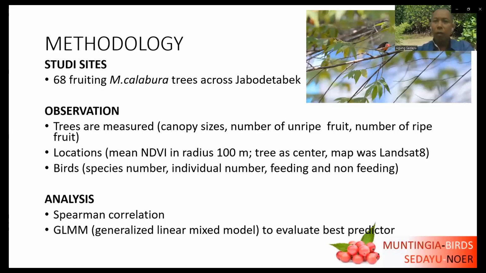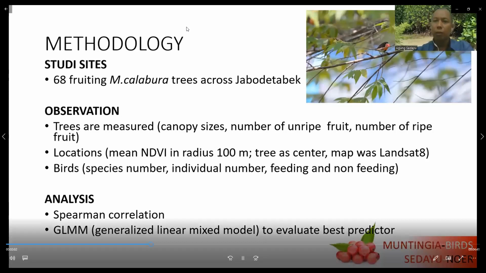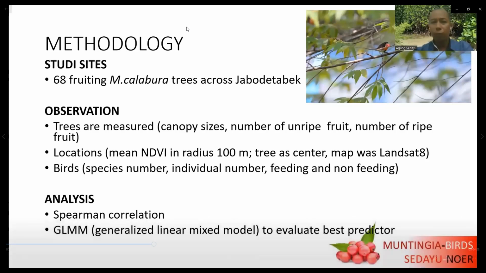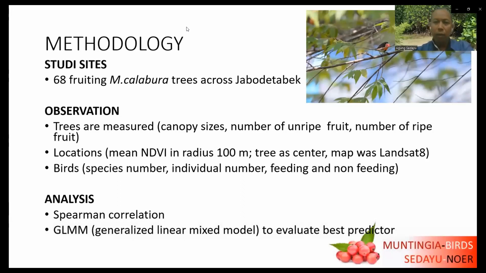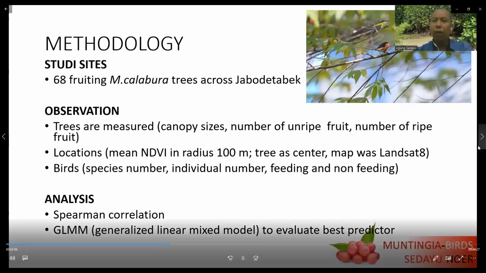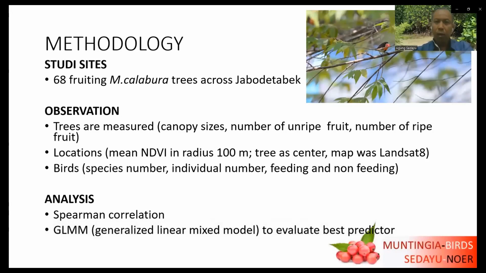We measured the tree dimension, the canopy sizes, number of ripe fruit, the ratio between the unripe and ripe fruit, and we also did a location survey using Landsat 8. We measured the mean NDVI in a radius of 100 meters, with the tree put in the center of the radius, and we observed the birds directly in the tree 2 times in a week. We recorded species number, individual number, and the number of individuals feeding and non-feeding in the tree.